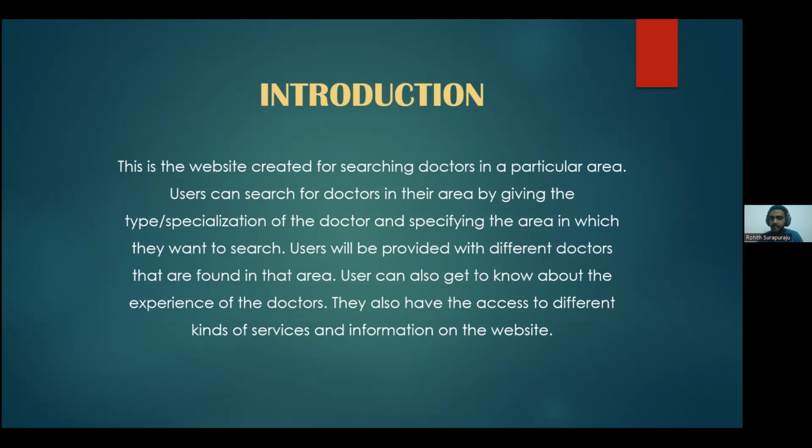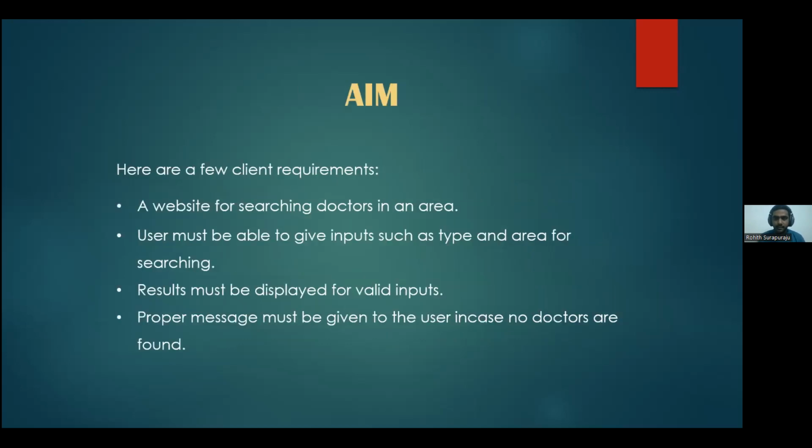Users can give two types of inputs, the type or specialization and the area in which they want to search, and the corresponding results will be provided. Users will be able to look at the experience of the doctors, their information, and so on. They will also have access to different kinds of services provided on the website, and can get to know about the different information provided there. These are a few client requirements which were initially taken for building the website.